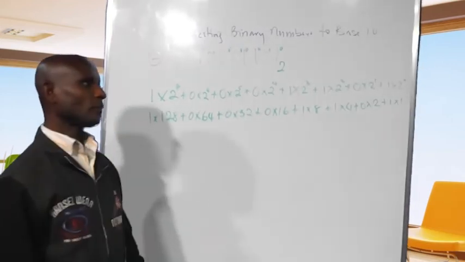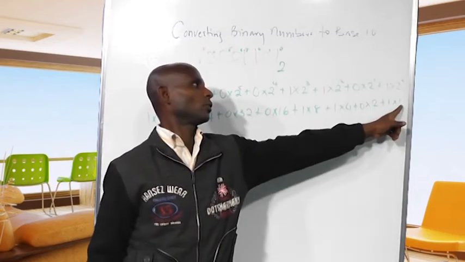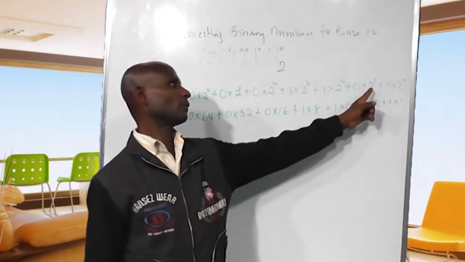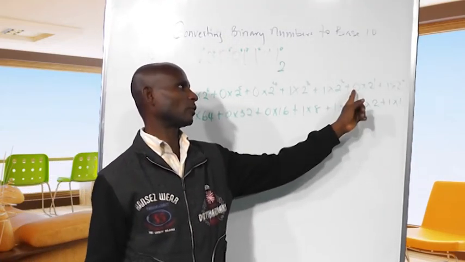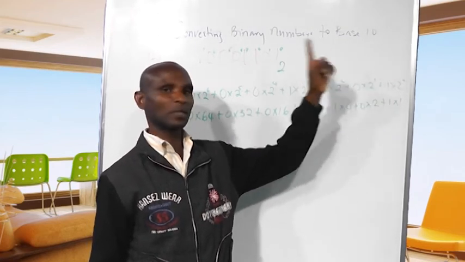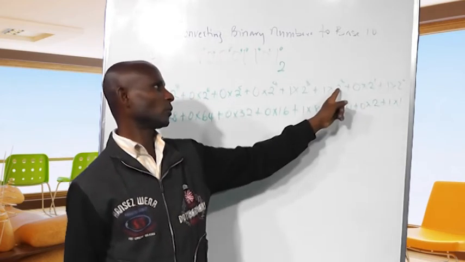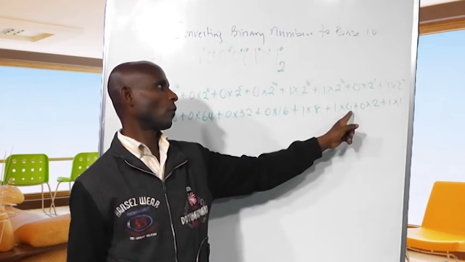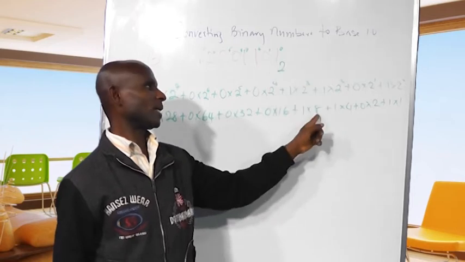Remember, anything raised to the 0 power is 1, and anything raised to the first power is itself. That's why I multiply this 0 times 2, because 2 raised to the first power is still 2, and 2 raised to the second power is 4. 2 times 2. 2 to the third power is 8.